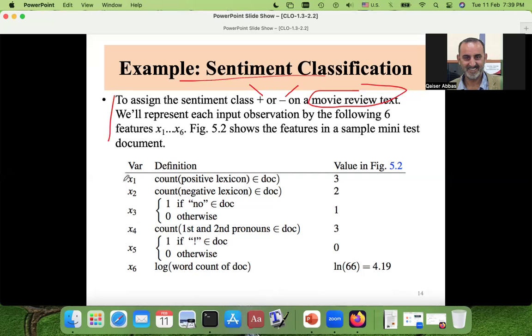First, we will talk about input. We will introduce these 6 features in this example: x1, x2, x3, x4, x5. What are these features? X1 would be the count of positive words. We will see in the movie review text, that would be a paragraph.